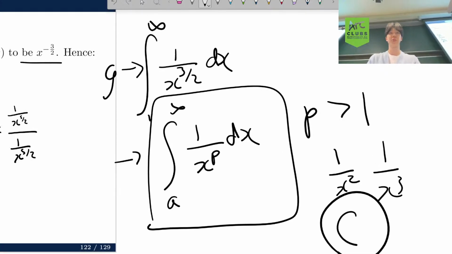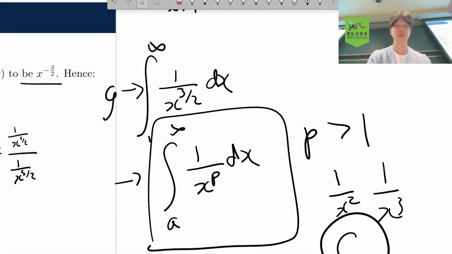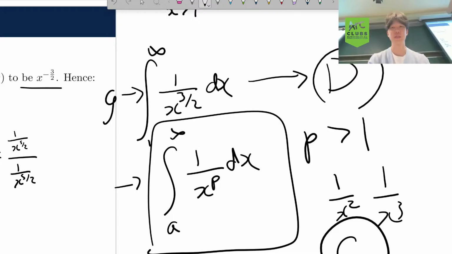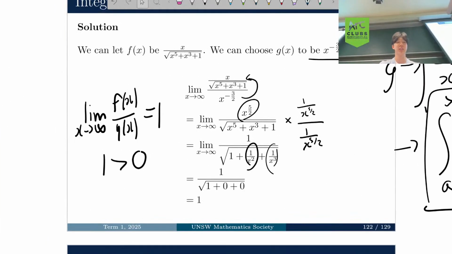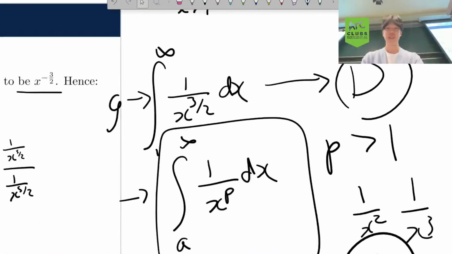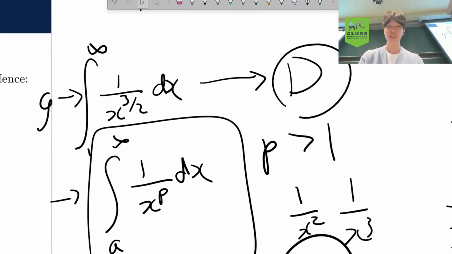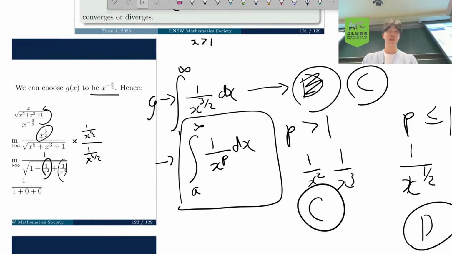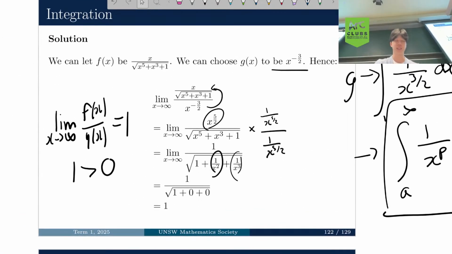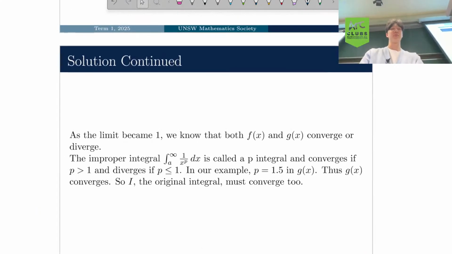And we have x to the power 3 on 2 on the bottom. And 3 on 2 is greater than 1. Remember from our limit, I said both f and g have to both diverge or both converge. Sorry, since 3 on 2 is greater than 1, it's going to converge because p is greater than 1. And because f and g have to both diverge or both converge, and since we proved g converges, f has to converge as well.